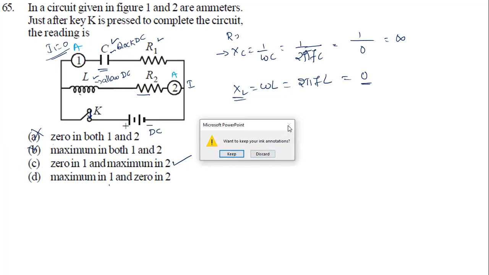Okay. So what is the right answer here now? Option C is the right answer.